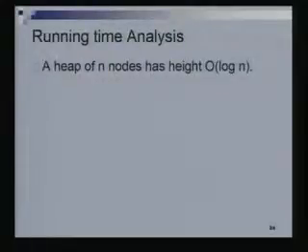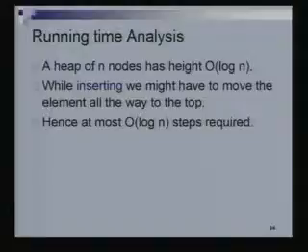So let us do a quick runtime analysis of the various procedures we have seen today. Recall that a heap of n nodes has height order log n. When we are inserting an element, the insertion procedure was that we would create a new node and then we would move the element up the heap. In the worst case, the element might move all the way up to the top. If it moves all the way up to the top, then we require time proportional to the height of the heap. But an n node heap has height at most log n, so we require at most order log n steps to do an insertion.